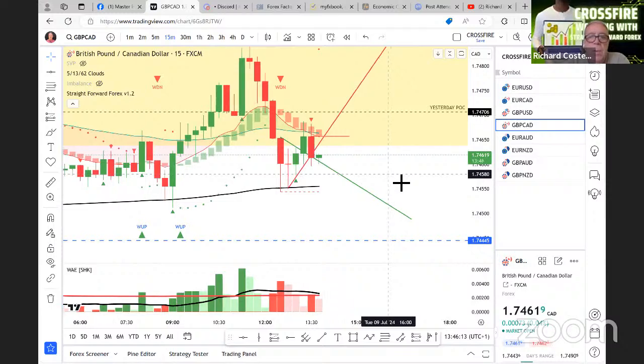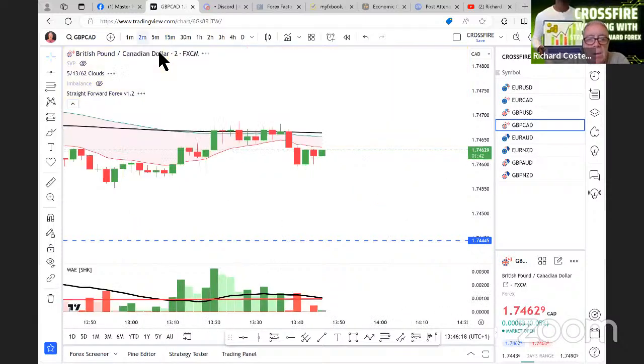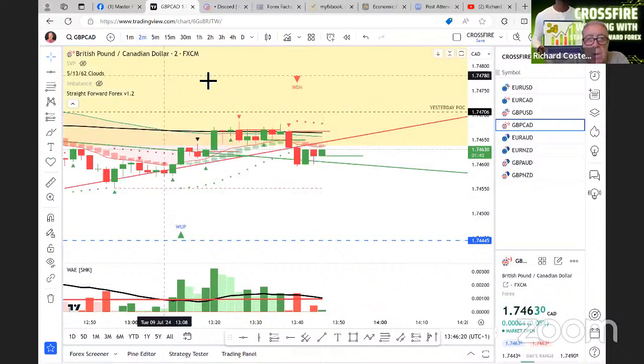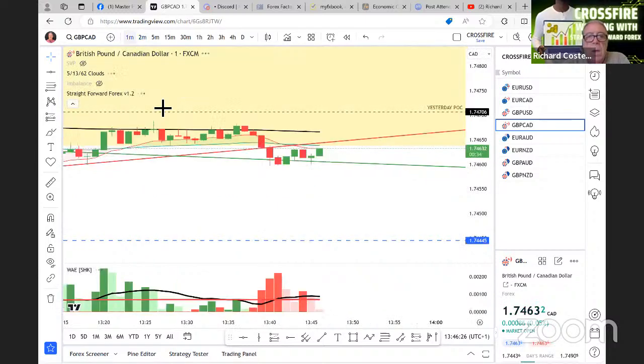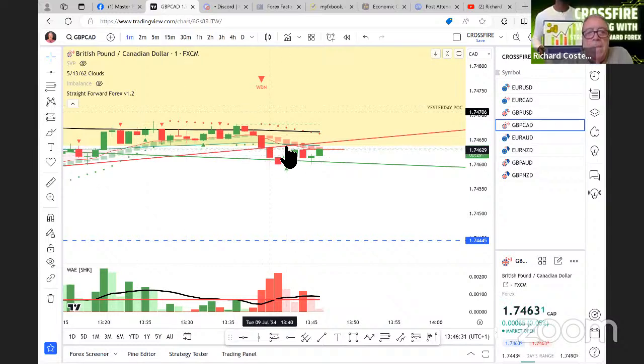So I'm on the 15-minute chart. I need to drop back down to the 2-minute chart and take all of my trades on the 2-minute chart, or sometimes even on the 1-minute chart. As you can see on the 1-minute chart, we're pretty much moving sideways. Not a lot of movement.